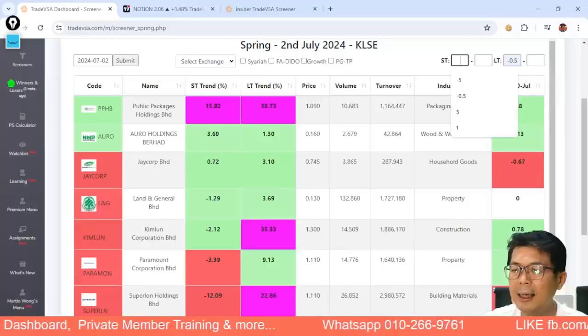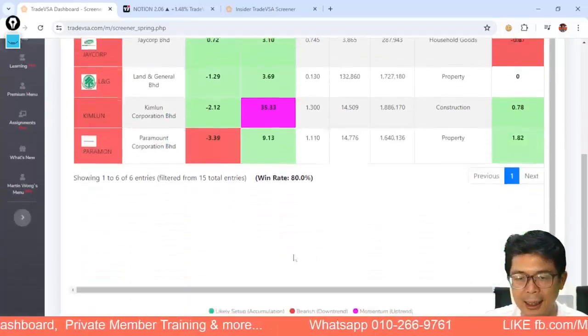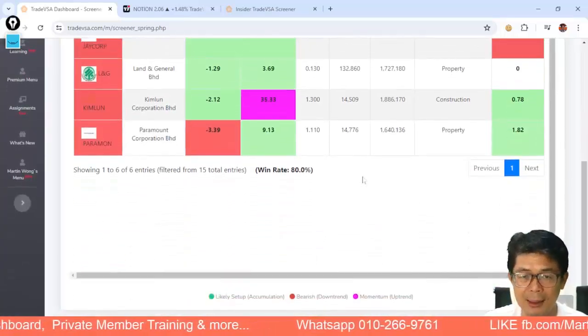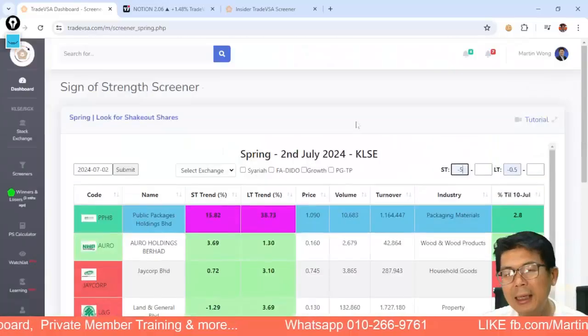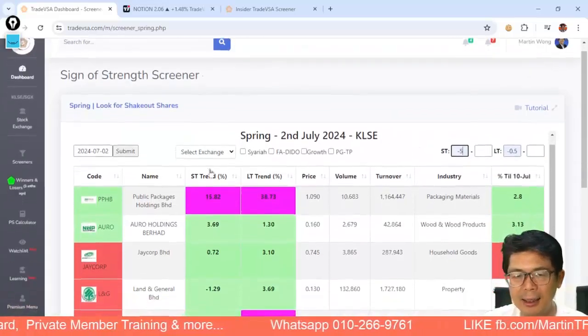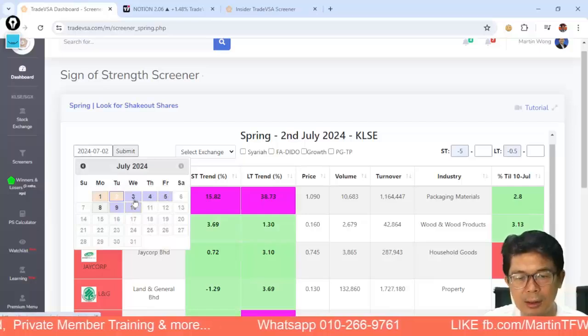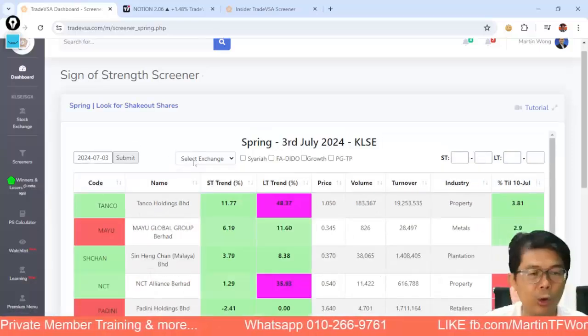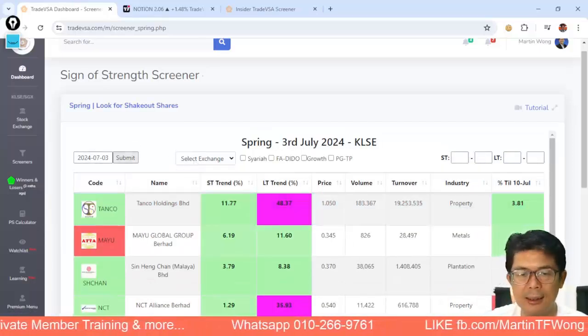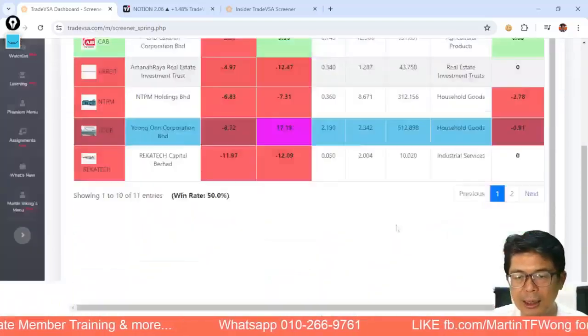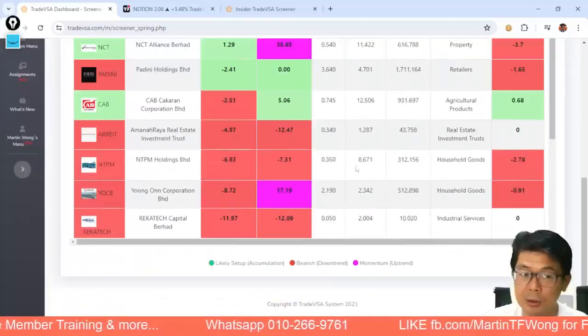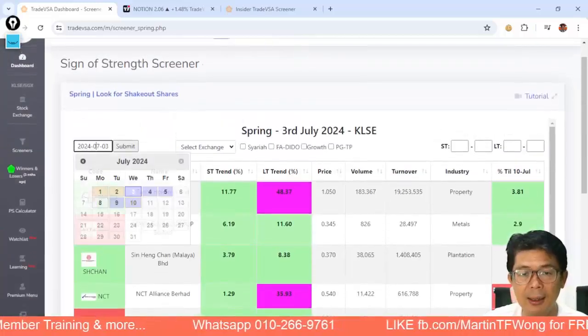So we put in the LT and also the ST, and win rate has gone up to 80%. So it can affect it in here. All right, and let's see if there's a trend. You go to the 1 week ago submit. We don't go too far. So you look at on the 3rd of July, you can backtest it. 50%. Hey, still high, better than 50%, right?